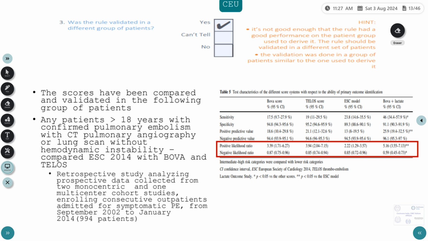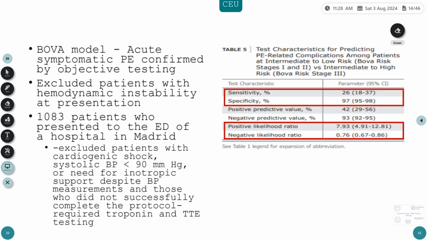And we can see that it is externally validated with the positive likelihood and negative likelihood ratios. They have looked at sensitivity and specificity, and these scores have been validated in this study. This looked at 994 patients, and it was a multi-center and 2 monocentric cohorts, which they have validated these scores in.